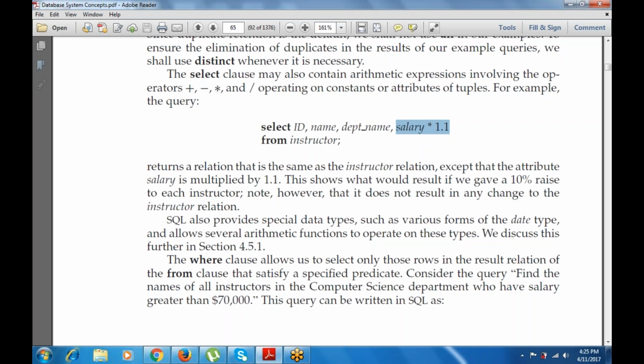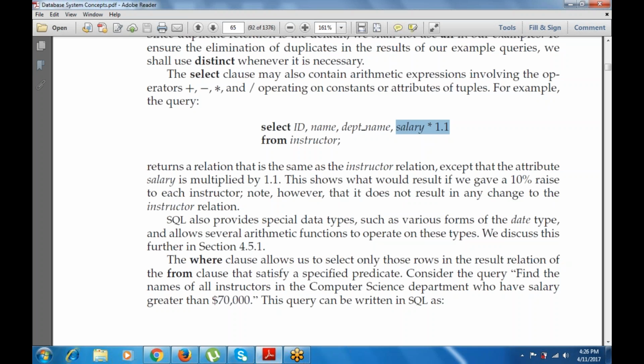from the instructor. This also returns a relation that is the same as the instructor relation except that the attribute salary is multiplied by 1.1. This shows what would result if we give a 10% raise to each instructor. That means it does not make any change to the instructor relation.